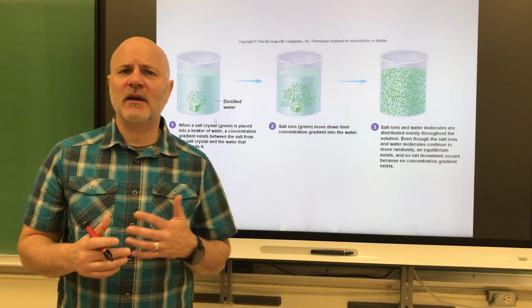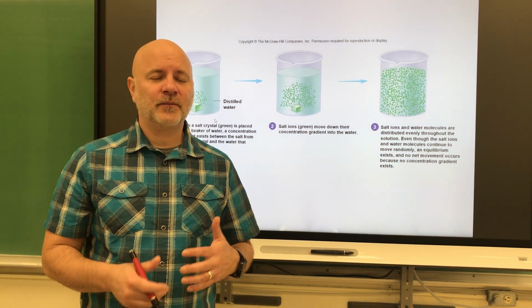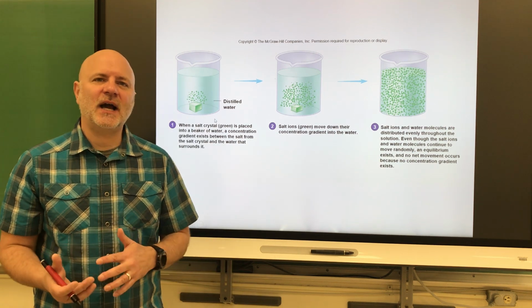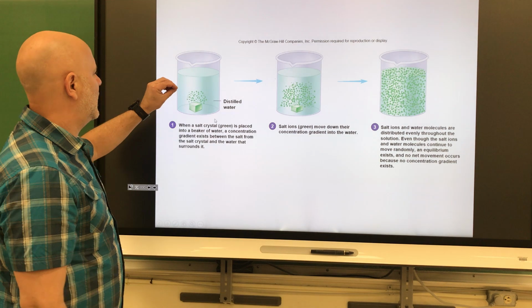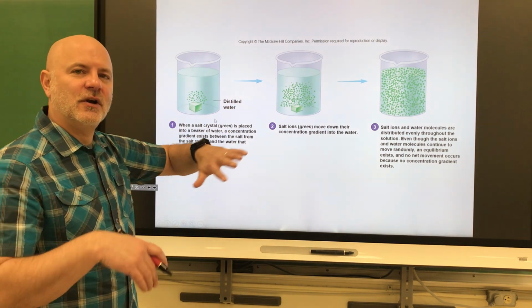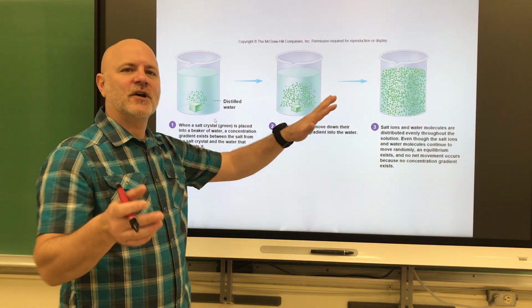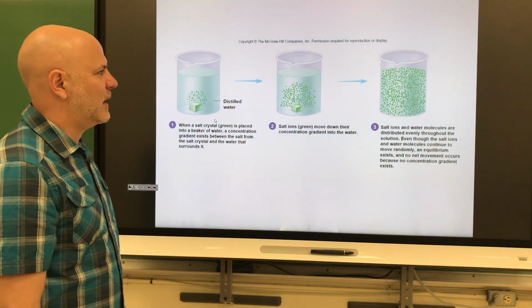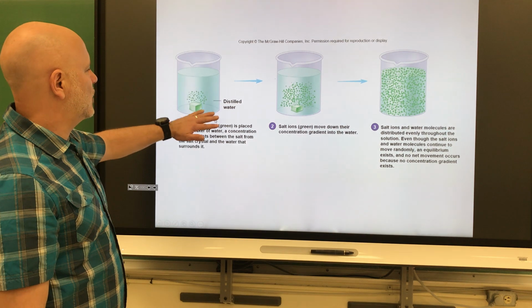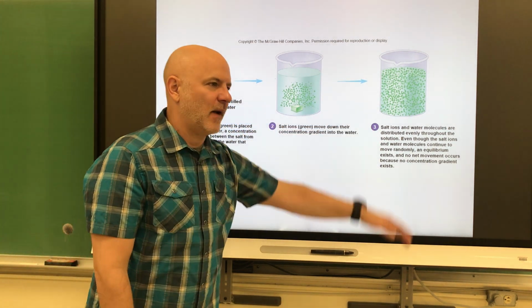The first one you're probably familiar with is called diffusion. This is a movement of substances from areas of high concentration to areas of low concentration. If we sprayed some air freshener, you can smell that air freshener in other parts of the house apart from the area where you first sprayed. This is showing some salt crystals getting spread around in water.